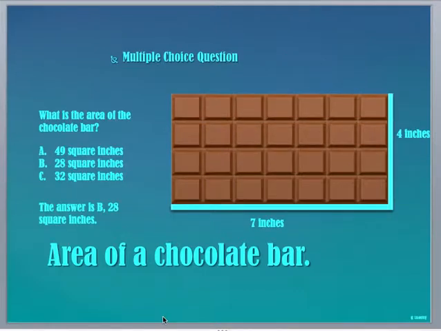Multiple choice question. What is the answer of the chocolate? What is the area of the chocolate bar? A, 49 square inches, B, 28 square inches, or C, 32 square inches? The answer is B, 28 square inches.